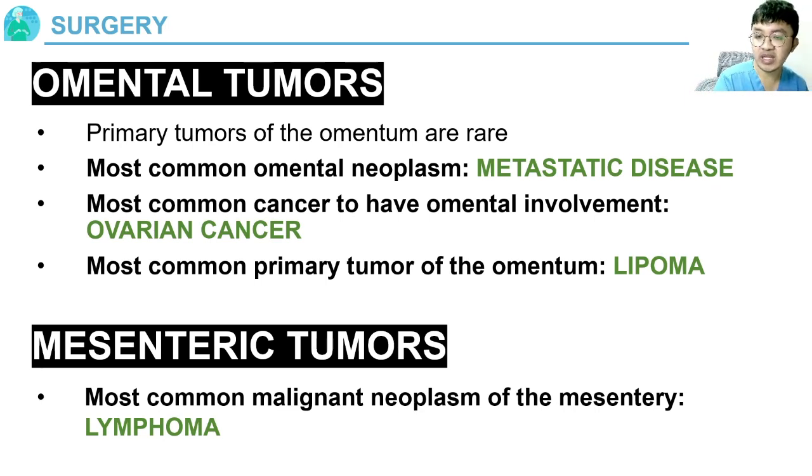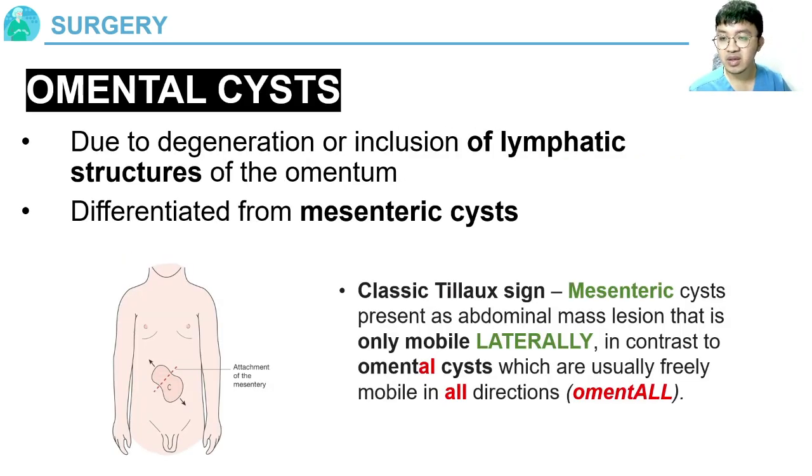Mesenteric tumors: the most common malignant neoplasm of the mesentery is lymphoma, because of the rich collection of immune nodes there. Now, omental cysts are due to the degeneration or inclusion of lymphatic structures of the omentum, and they are differentiated from mesenteric cysts by the Tillaux sign. Your omentum is found in front. It's freely mobile, right? It just covers your intestines. Your mesentery is attached to the back of your abdomen and attached to your bowel in front, right? Okay. So what's the Tillaux sign? Mesenteric cysts move only laterally, while omental cysts move in all quadrants.